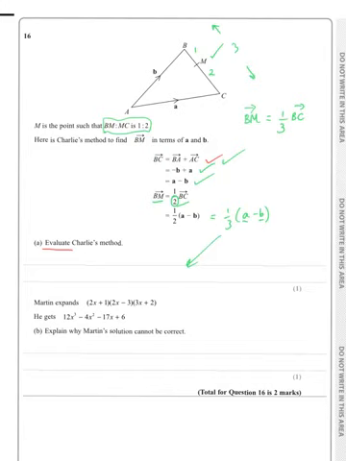Now, looking at these questions first time round, this one's making me think a little bit. And it says, explain why Martin's solution cannot be correct. Well, it's only 1 mark, so it's got to be something simple.